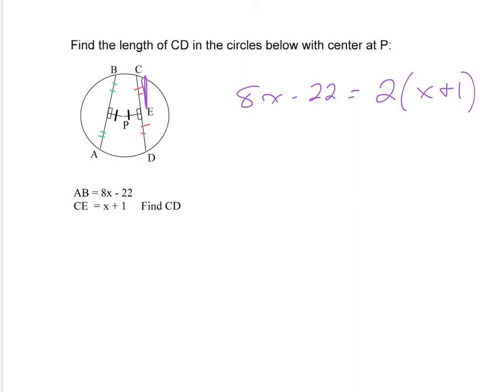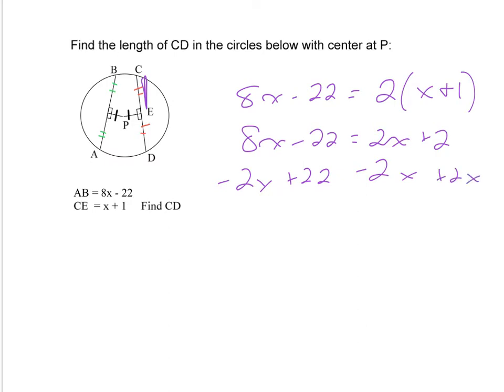Now let's just find x. So I have 8x minus 22 is equal to 2x plus 2. When I distribute, I'm going to minus the 2x. I'm going to add the 22. So it looks like I get 6x is equal to, well, that should be a 24, sorry, is equal to 24. Divide by 6, x is 4.